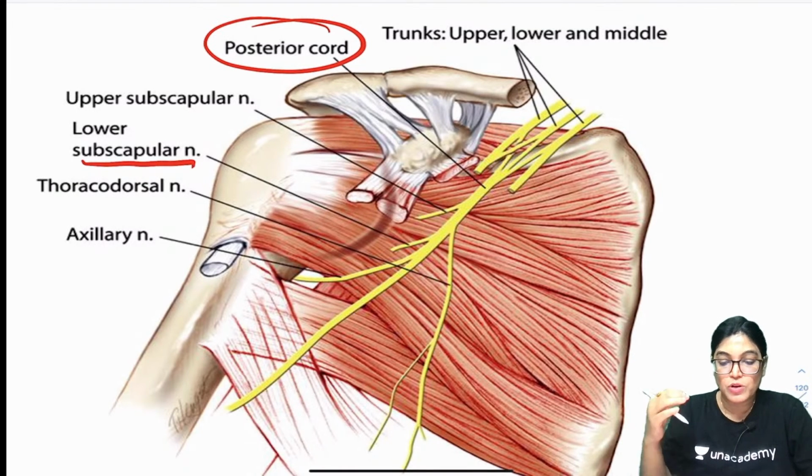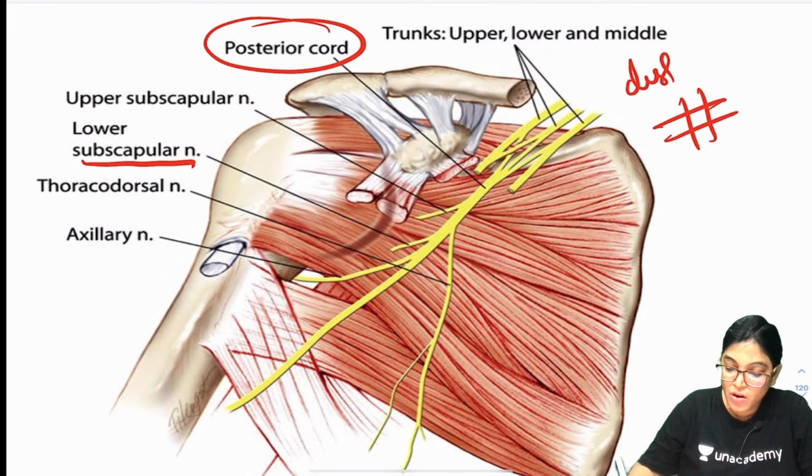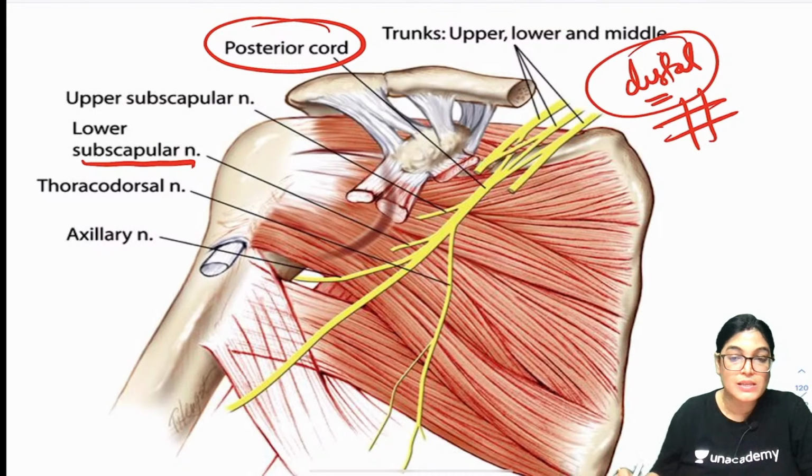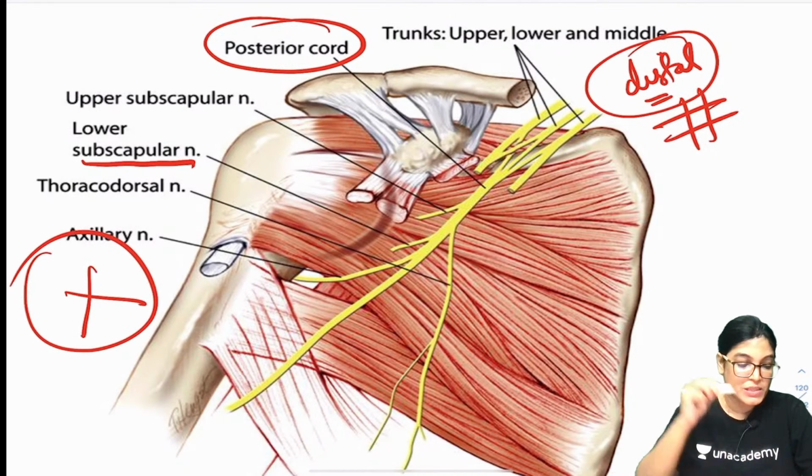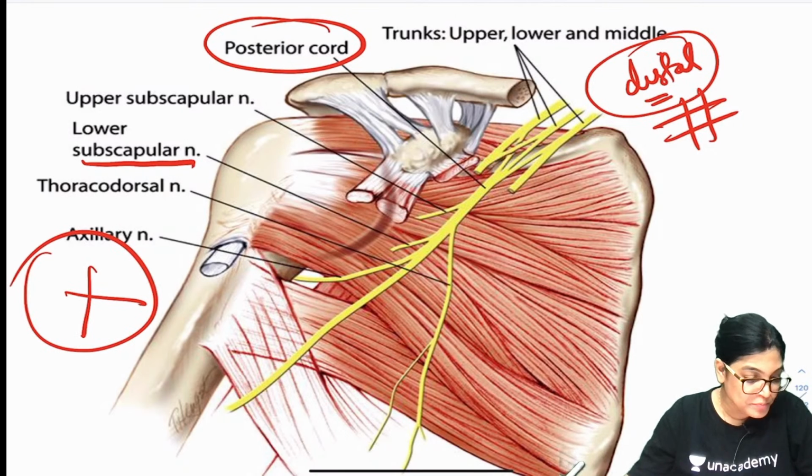It is originating from the posterior cord and it is lying distal to the fracture site. The location of this subscapular nerve is distal to the fracture site. So this is the reason that the subscapular nerve is also not the correct answer.